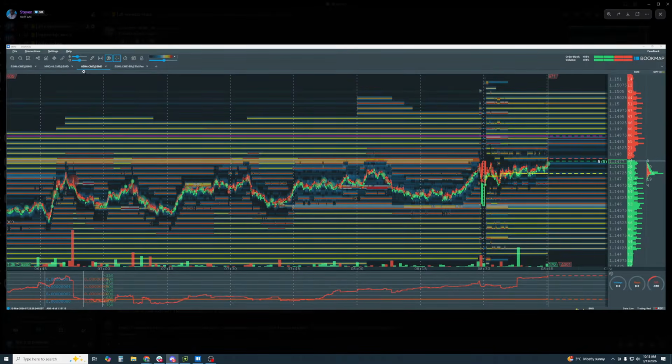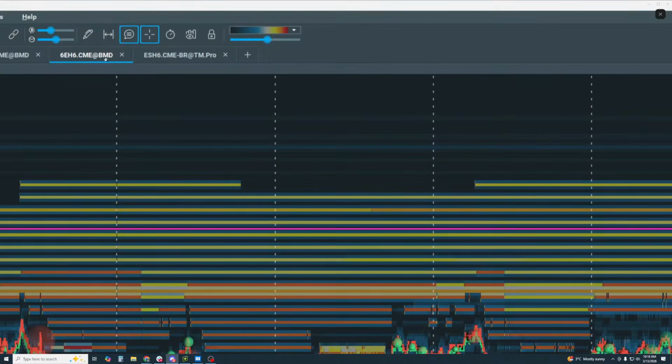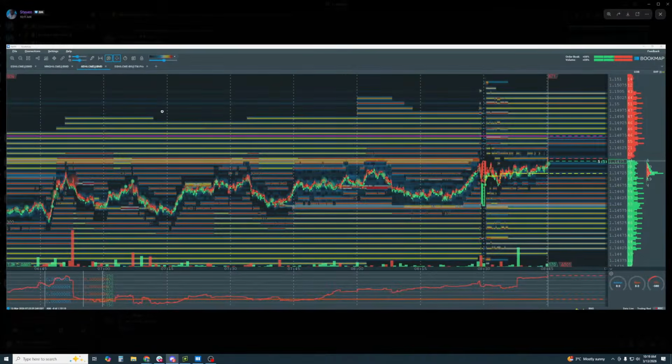Okay, this is the H, 6EH. So even with Bookmap data, which you have, you can't put in the continuous contract yet. You'll have to put in 6EM6 and see what that looks like, because this looks very indicative of that.